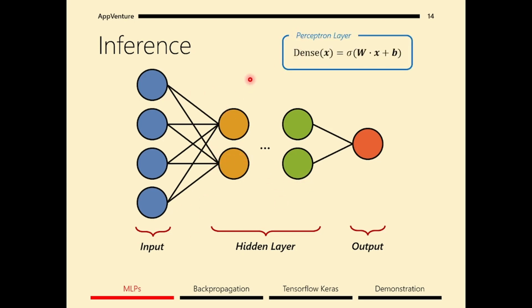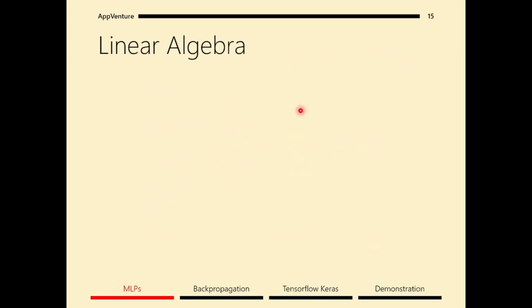A single multi-layer perceptron layer is quite elegant, because you can just express it simply with this formula. So I'll explain what this does now. First I'll touch a bit on linear algebra.